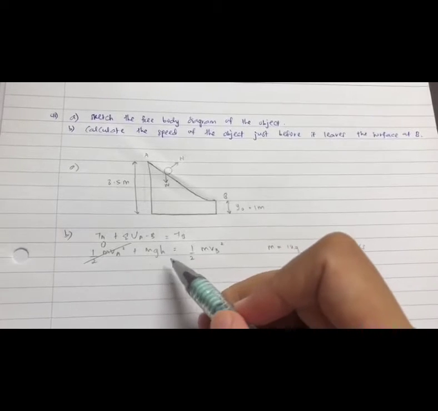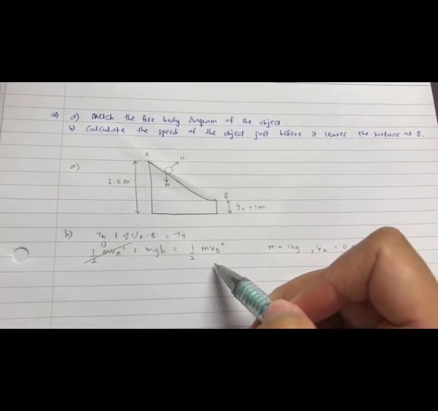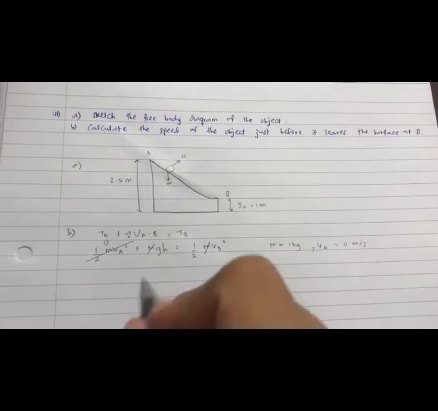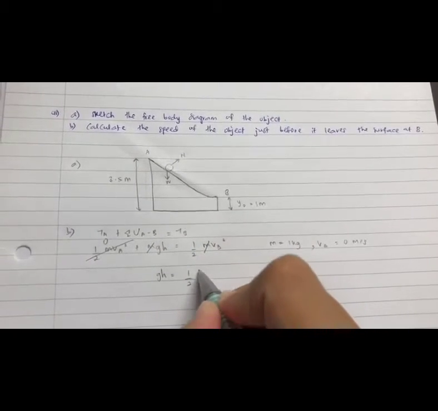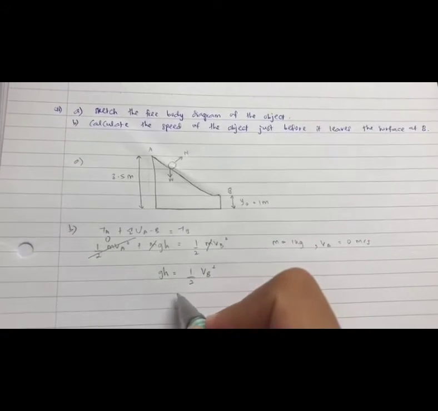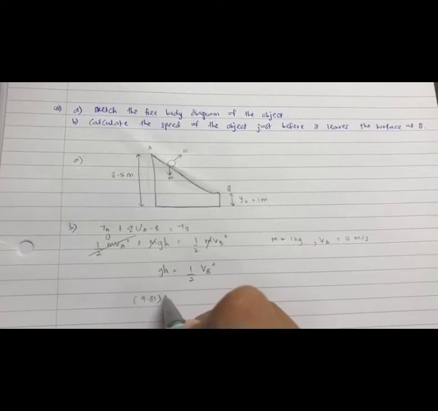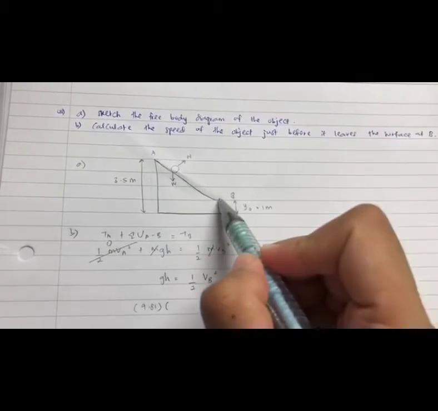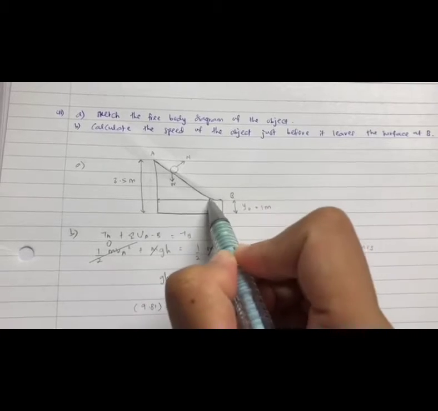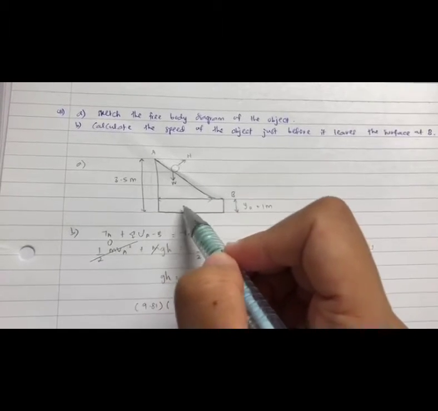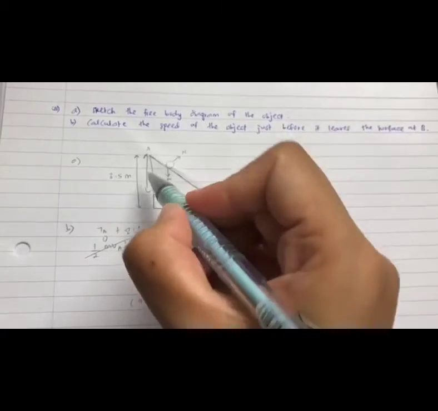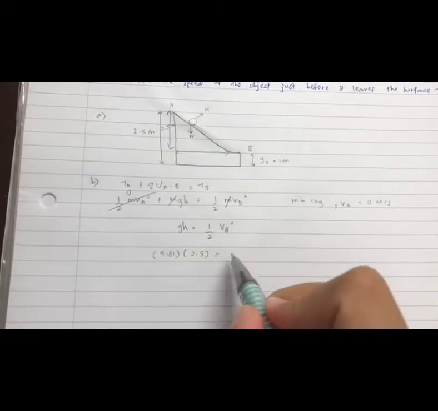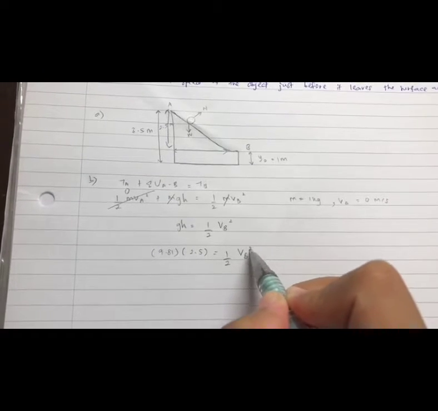Then we have mgh equals half m VB squared. Since m has the same value on both sides, we can cancel them out. What's left is gh equals half VB squared. For gh, we have g equals 9.81 and h equals 2.5. This is because we want the speed of the object just before it leaves the surface at B. So this is the surface at B. This is 3.5, and we have to minus 1, so what's left is only 2.5 meters. So h equals 2.5.